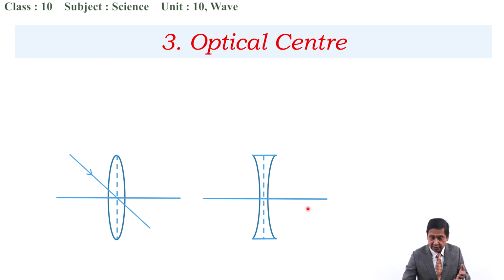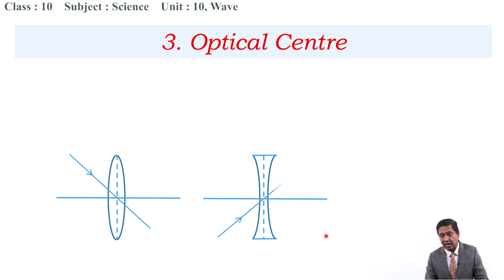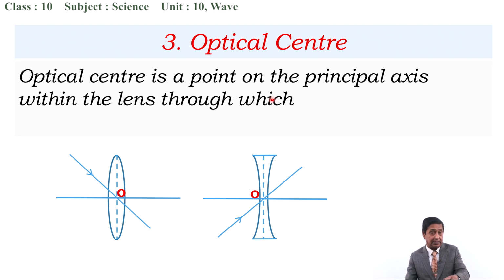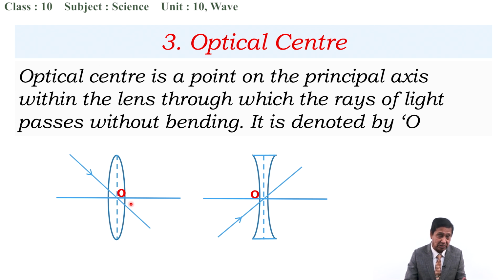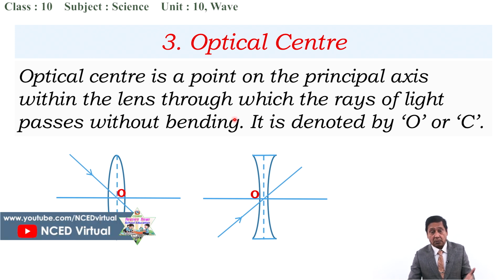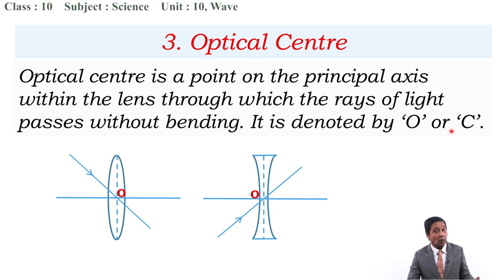This point is the central point of what? Of the principal axis within the lens. This point is central, and light passes straight through this point. This point is called the optical center, and it is denoted by O. We can define it this way: optical center is a point on the principal axis within the lens through which the ray of light passes without bending. It is denoted by O or C. Normally, we denote it by O. Okay, optical center, very simple, it's understood.